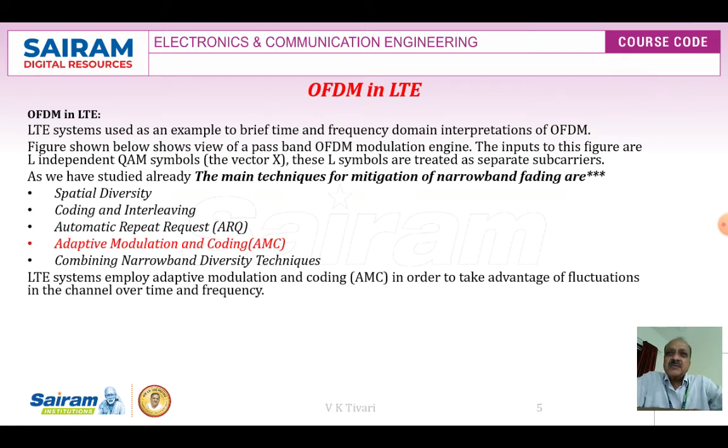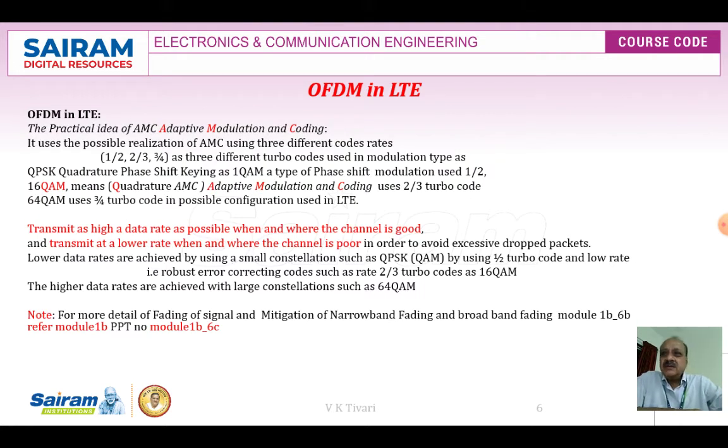We have to discuss mainly OFDM in LTE. Generally, many techniques are used for mitigation of narrowband fading: spatial diversity, coding and interleaving, automatic repeat request, and combining narrowband diversity techniques. But LTE adapts OFDM based on adaptive modulation and coding, AMC. You can see OFDM in LTE very well in the diagram.